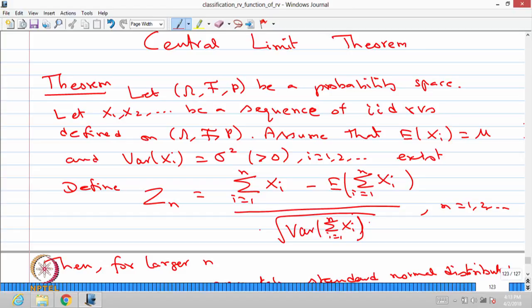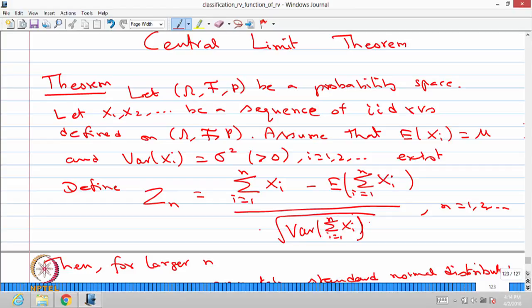So, whatever the means mu i, you add all the mu i's, find the summation of mu i, that is going to be the expectation. In this theorem, when they are identical, it becomes n times mu. If they are not identical, then it becomes mu 1 plus mu 2 plus so on up to mu n. Similarly, the denominator is the square root of n sigma squared, but if they are not identical, then you will have sigma 1 squared plus sigma 2 squared and so on, square root of that.